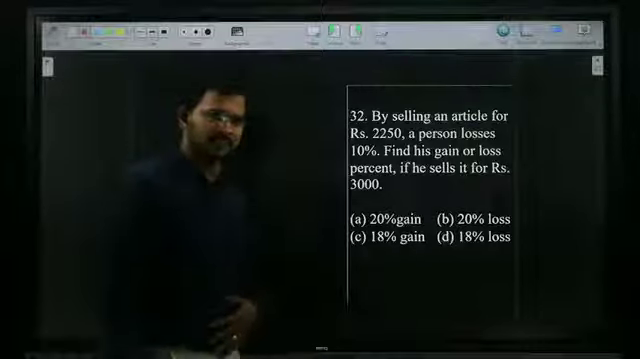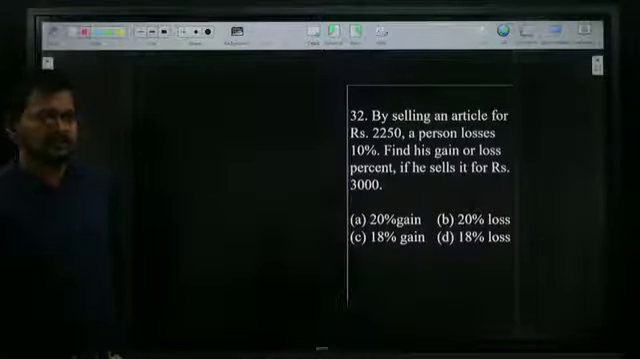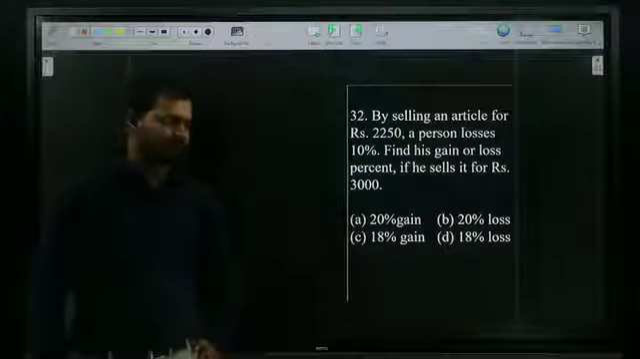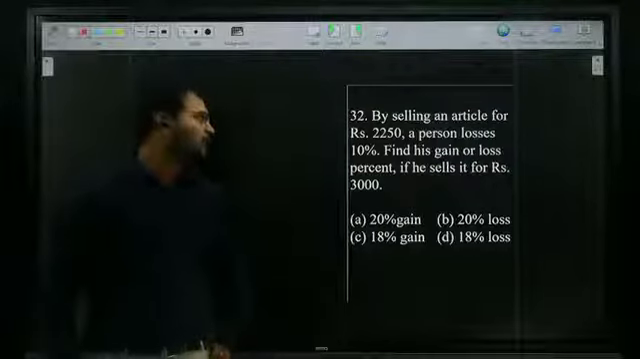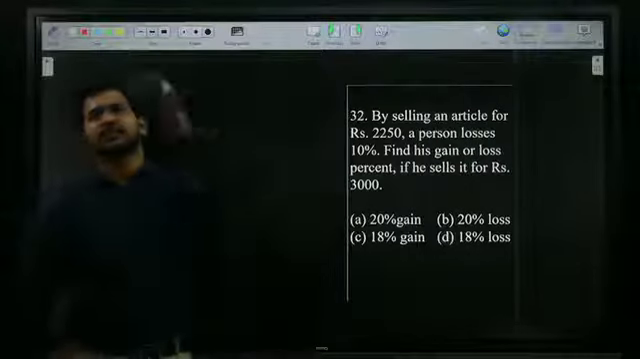I am waiting for the answer. It's a very simple question. Just try to solve it without using pen and paper. What is the answer?